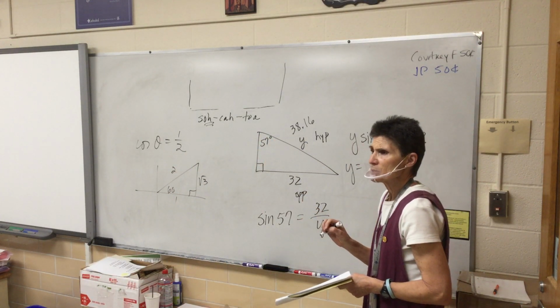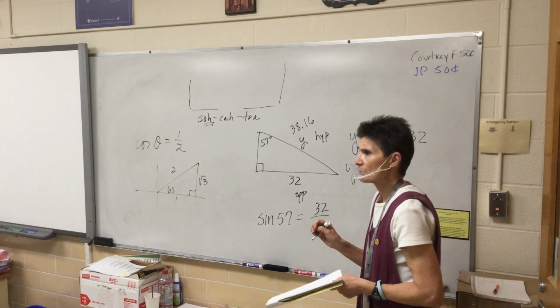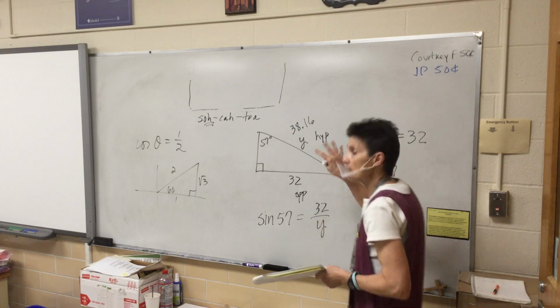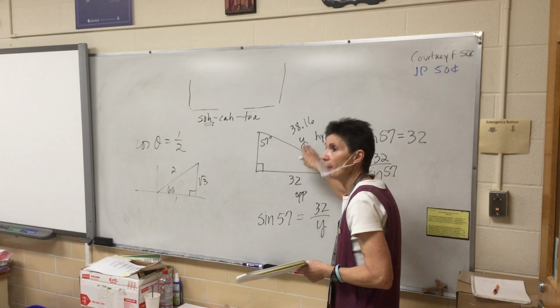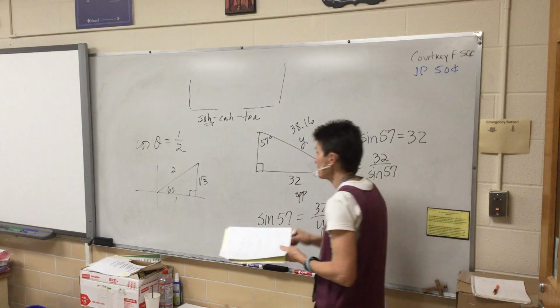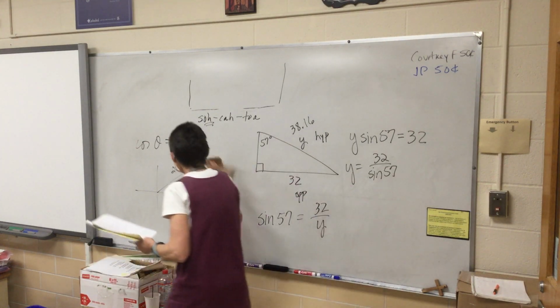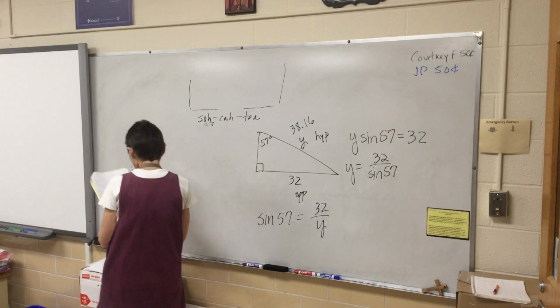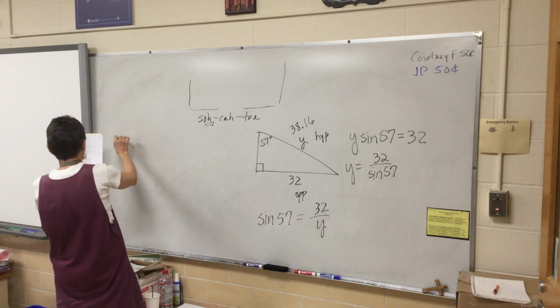How did we know we were going to use sine again? Why didn't I use tangent or cosine or something else? Why did I pick sine? Because the sides in the problem are opposite and hypotenuse. Exactly. So that's what we're going to focus in on. Which sides do we have? All right, so here we go.